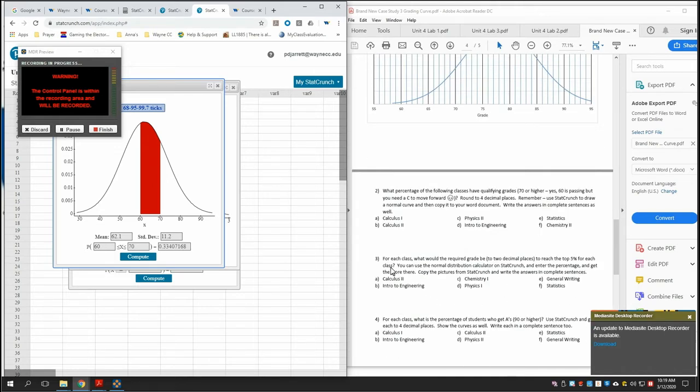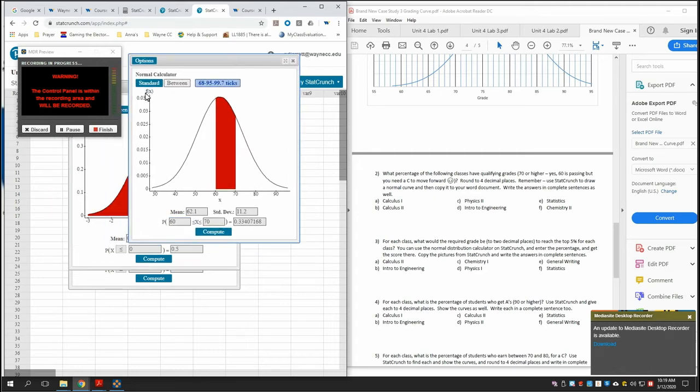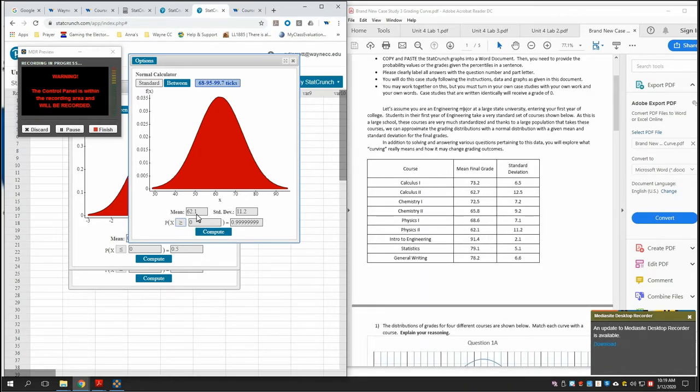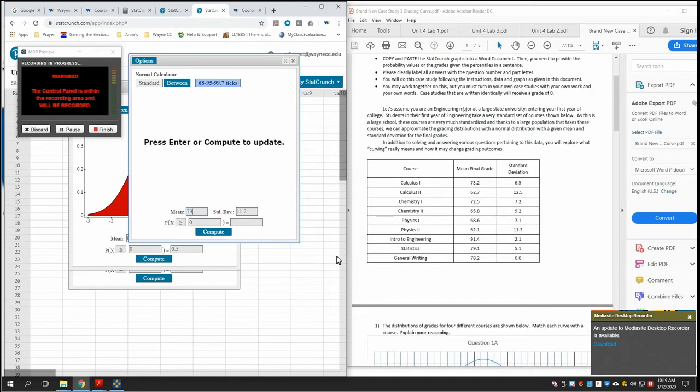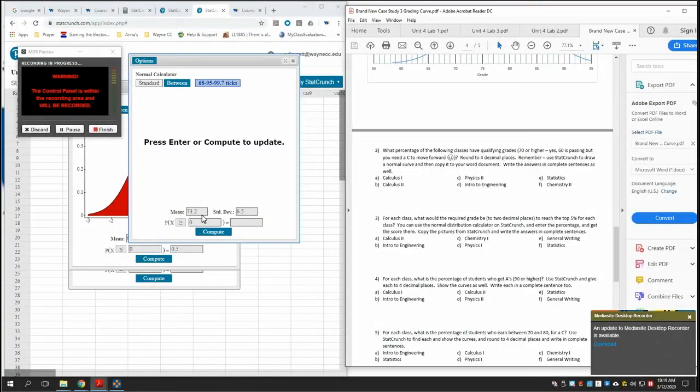Now going to 2, what percentage of classes have qualifying grades, that is 70 or higher? So we'd want that to be greater than 70. For Calculus 1, we have to go up and figure out what the mean and standard deviation are. The mean and standard deviation are 73.2 and 6.5. Going back to the problem, we need a 70 or higher. So we just type in 70.